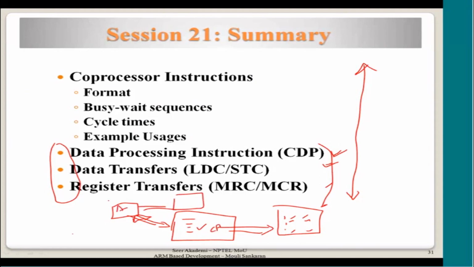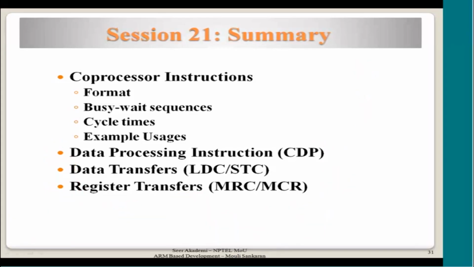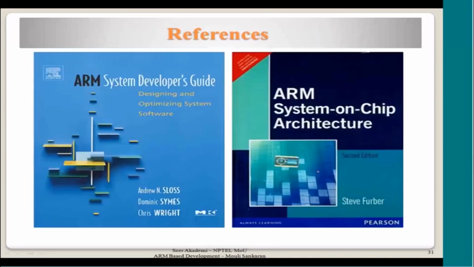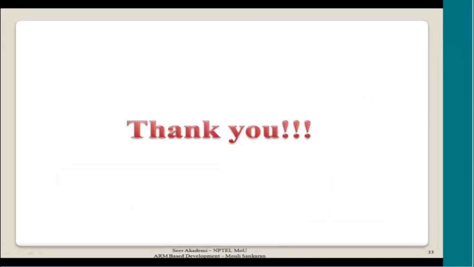So I hope this talk was useful for you to understand this. And in the next class we will talk about coprocessor, floating point arithmetic, the representation, and then we will take a look at the vector floating point processor in the following lecture.